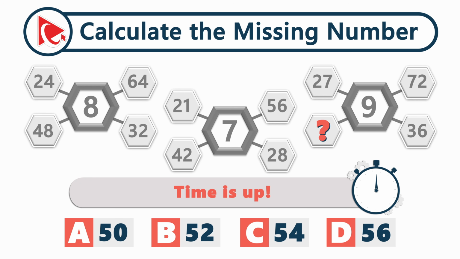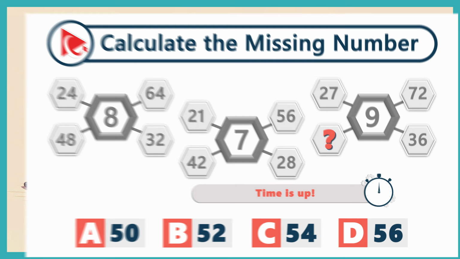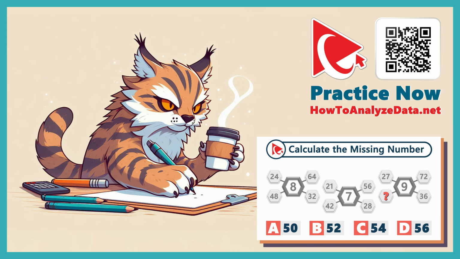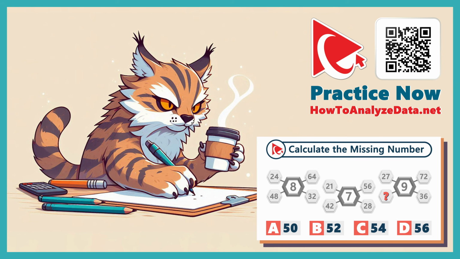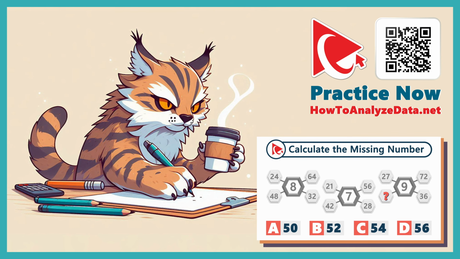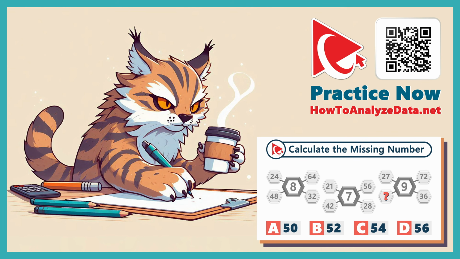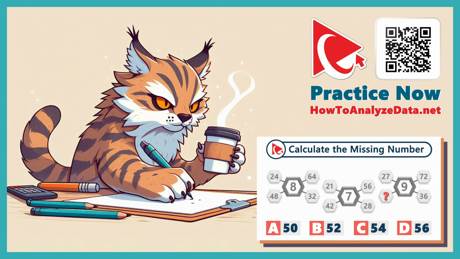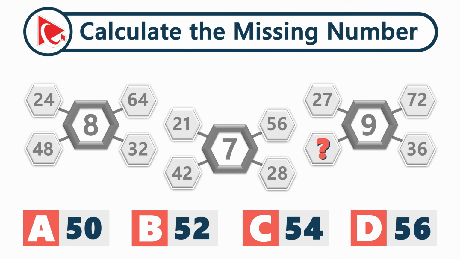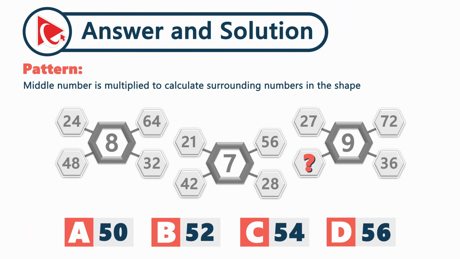Are you ready to spill the beans on your answer? Don't sweat it if you're drawing a blank or if your guess is wilder than a cat on caffeine. Let me tell you, you might be shocked at how ridiculously simple the solution actually is. In fact, the middle number is multiplied to calculate the surrounding numbers in the shape.